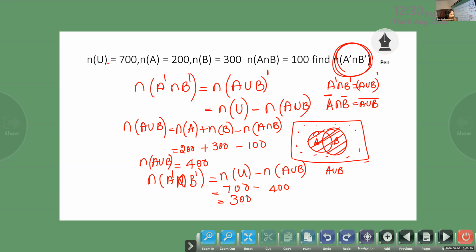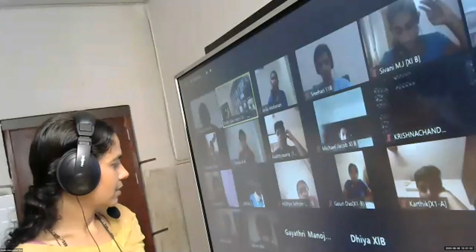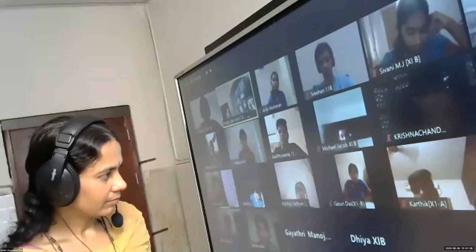Is it clear? This is how we are applying that formula on the data given. n of A union B is n of A plus n of B minus n of A intersection B. Here we are using De Morgan's law also. A' intersection B' is (A union B)', the elements which are not in the union, which is the same as n of U minus n of A union B. Is it okay? Yes, ma'am. Okay, so now let's do the next one.